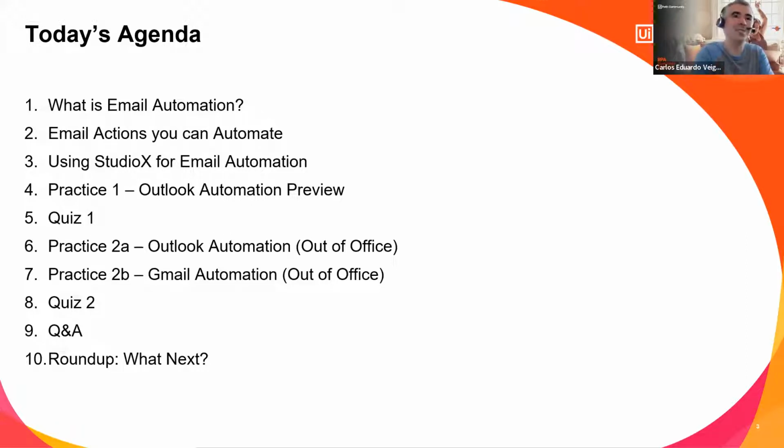And hopefully we have a really exciting agenda for you today, and you will be able to learn something new, get some inspiration, and maybe get some ideas that you can use on your day-to-day on your automation journey. So the agenda of today is really what is email automation. When we refer to email automation, what we mean, which actions can you automate around email, and how we will use StudioX to make this email automation a breeze, an easy task.